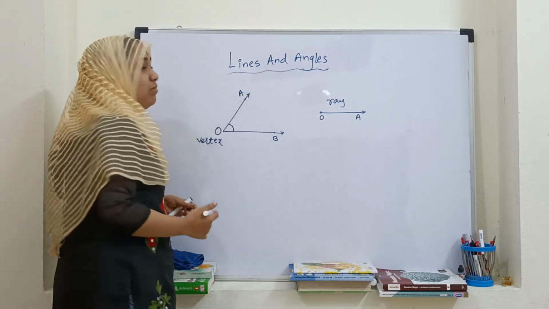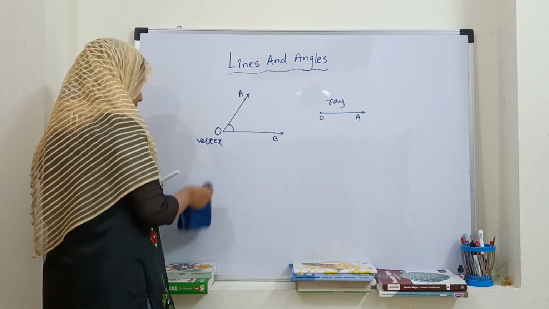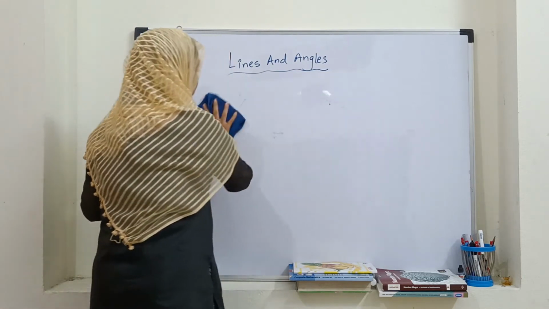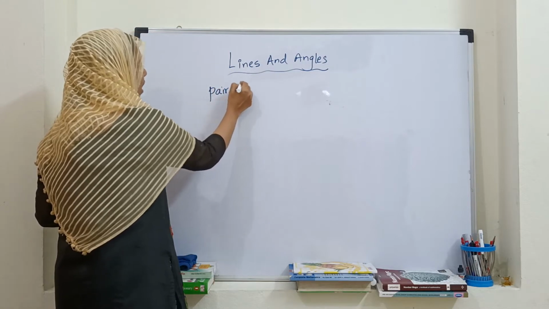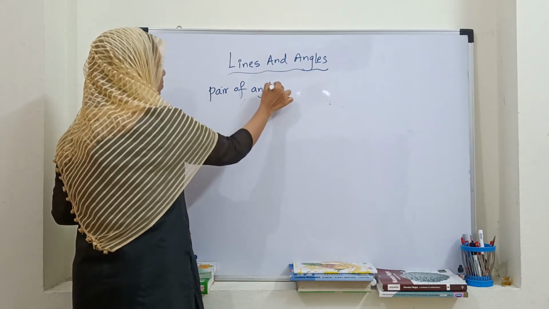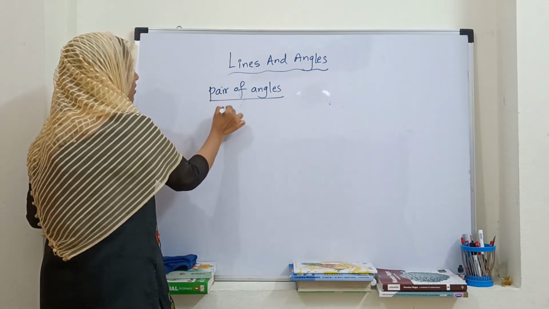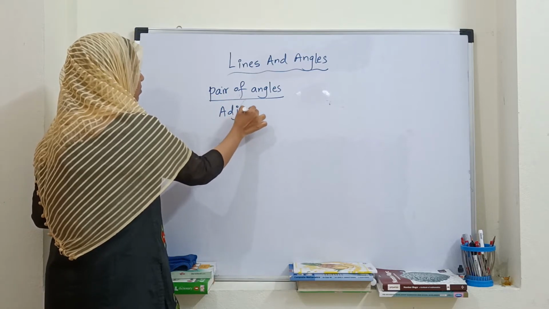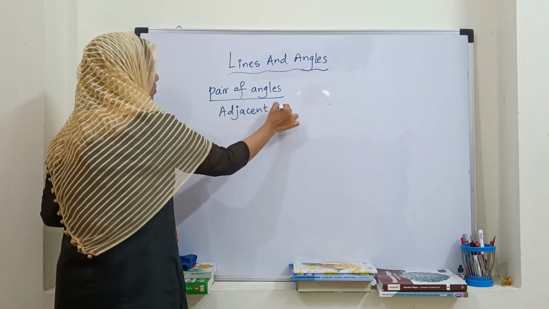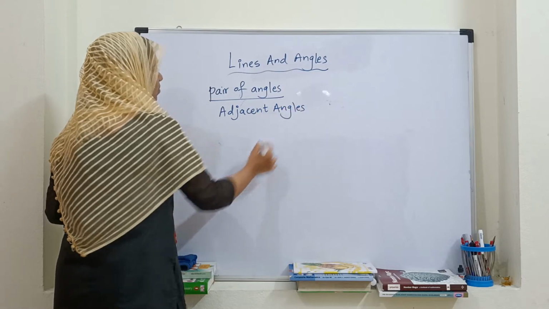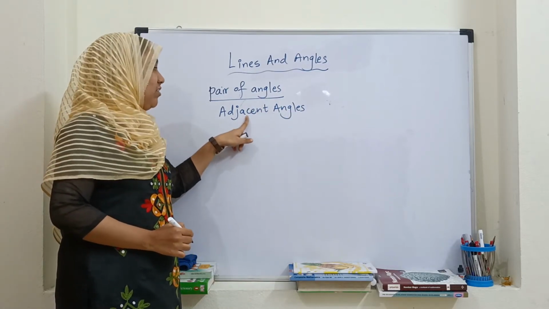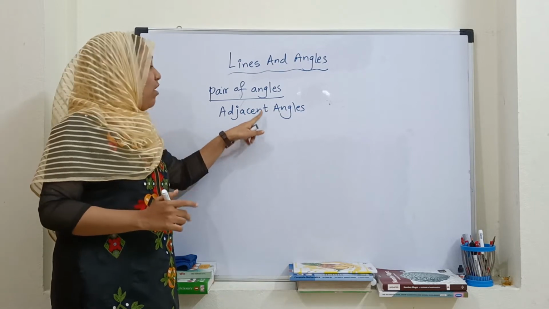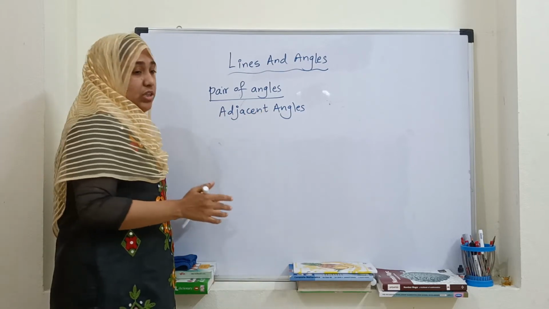So here we will see some special pairs of angles. In that, first of all, we will see adjacent angles. So, what are adjacent angles? As the name itself suggests, we need here two angles which are placed next to each other.